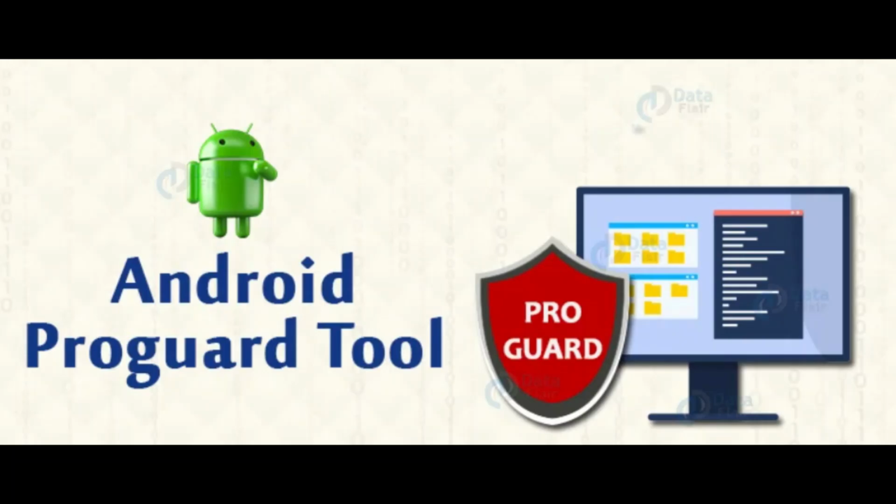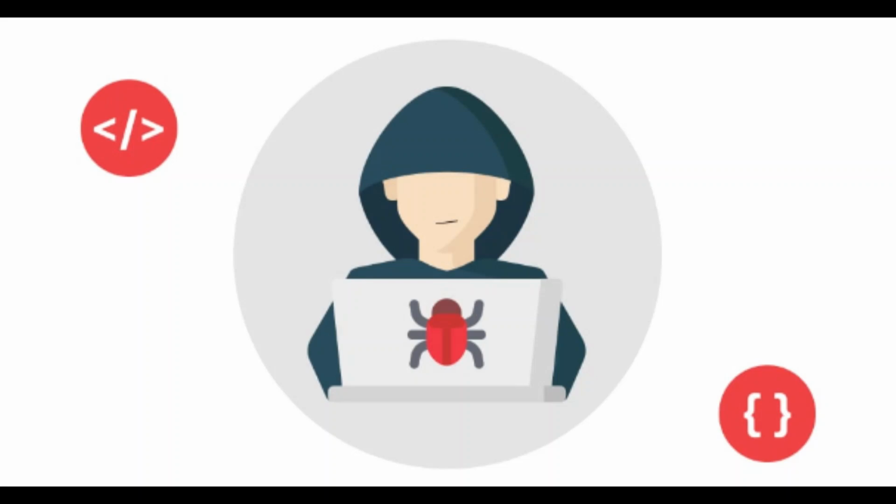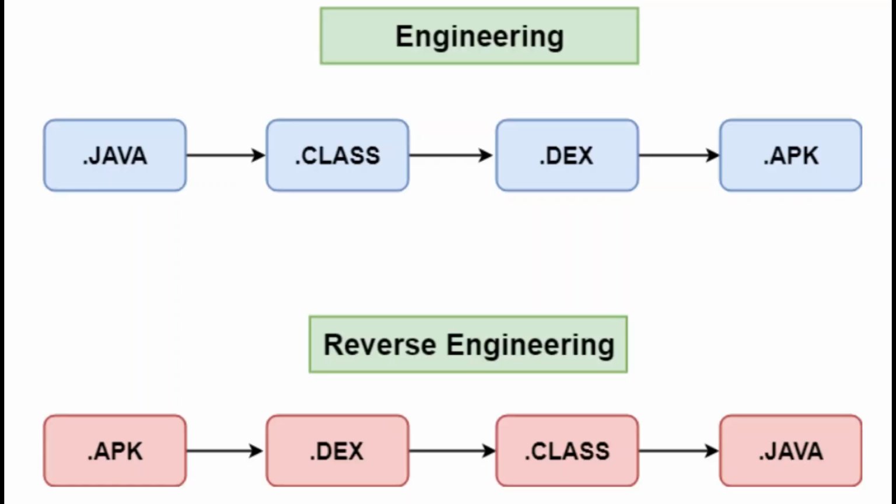If you are using ProGuard to verify or optimize your code, in that case, by adding a keep rule to the ProGuard configuration file, you can prevent specific classes from being obfuscated. However, it is important to note that this can affect the overall level of obfuscation, as keeping certain classes unobfuscated can make it easier for attackers to reverse engineer the application.